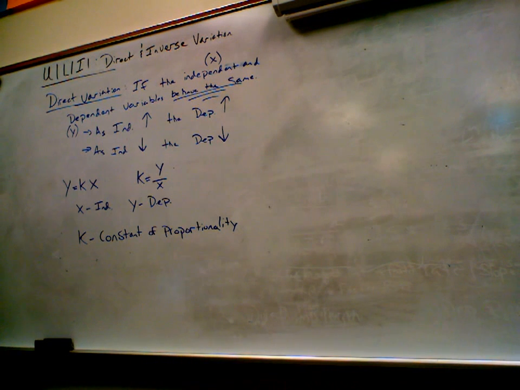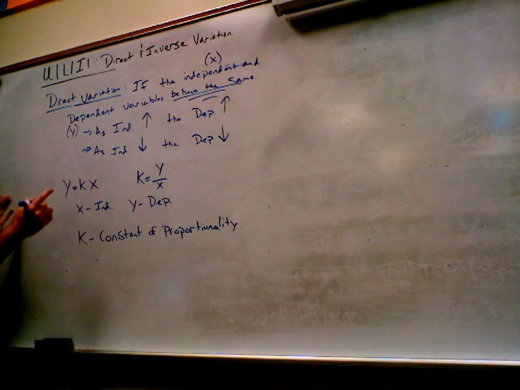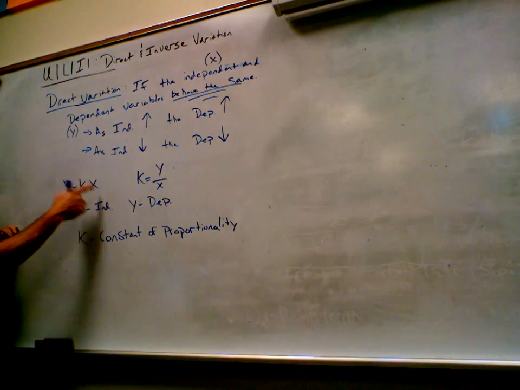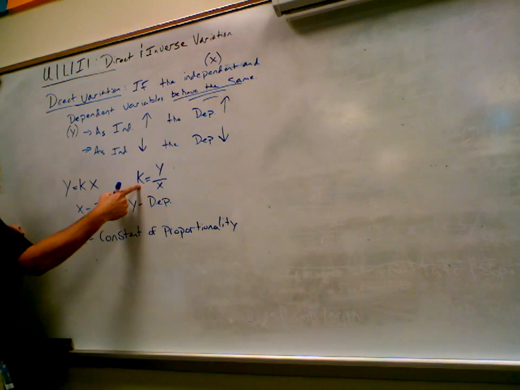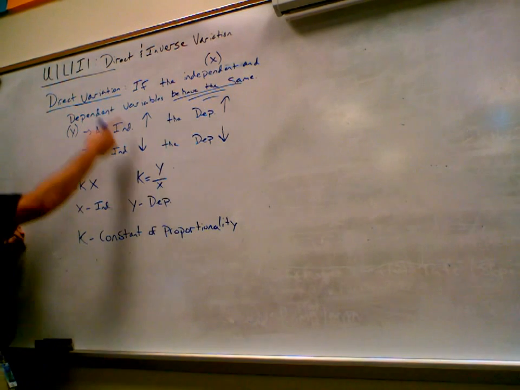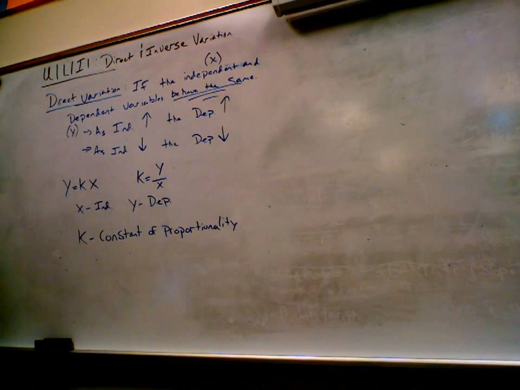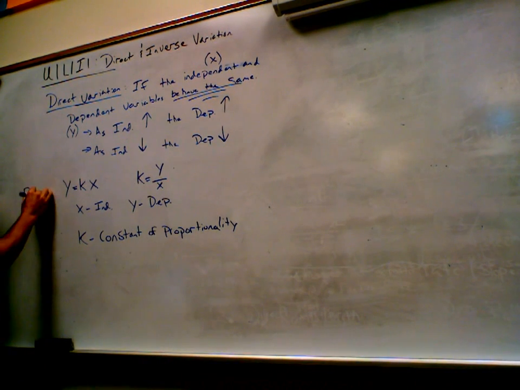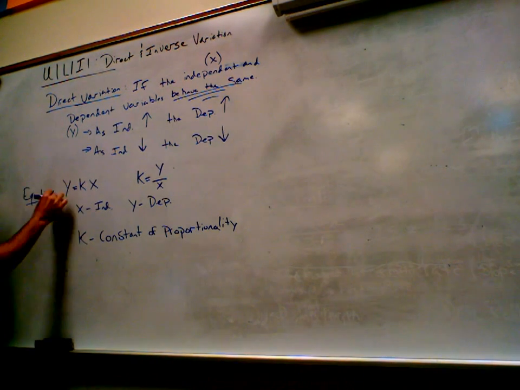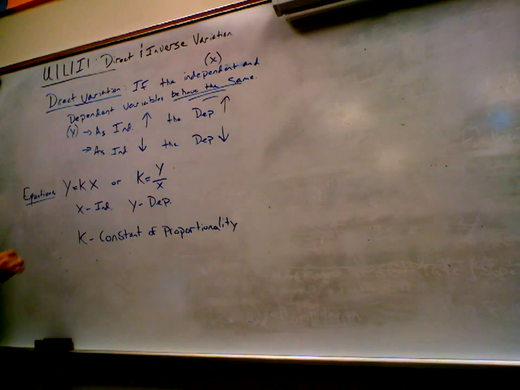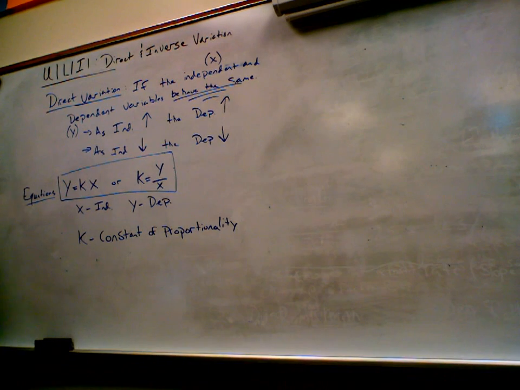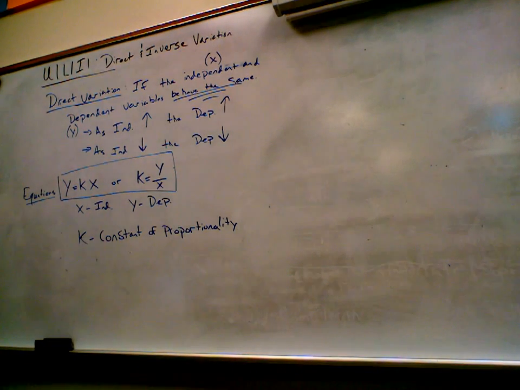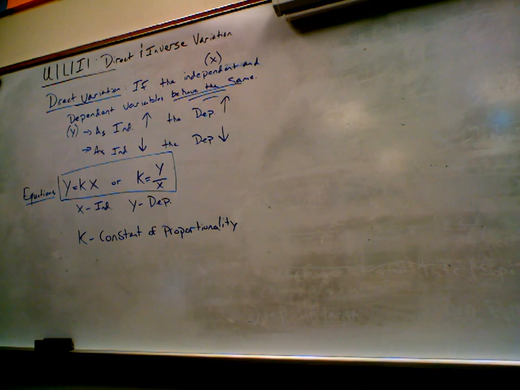So if it's written in such a way where I have y equals some number times x, or some number equals y over x, then it's direct variation. So these are the possible equations for direct variation. We'll put them in a box. It's always good to box your equations, I think. It draws attention to them. That's for direct variation.